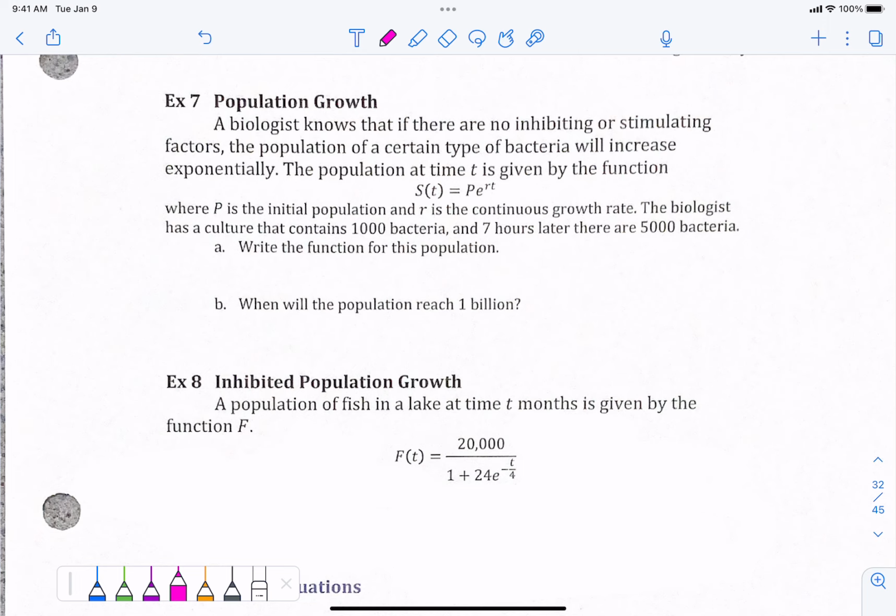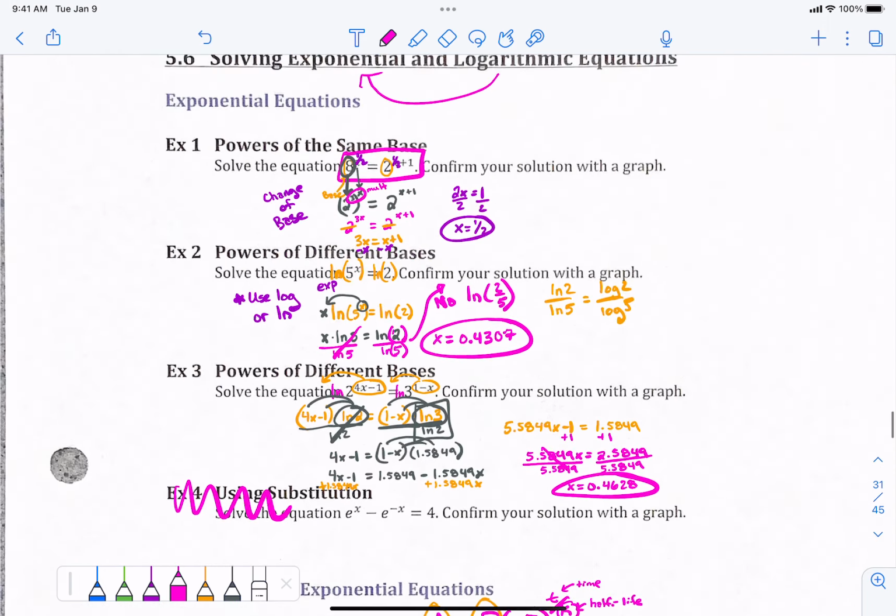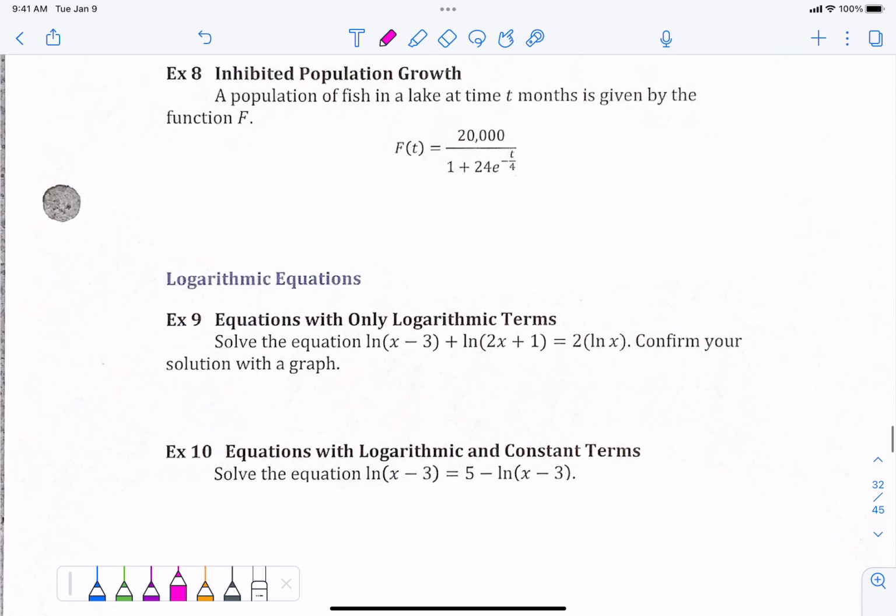Erica and Chase. This is the second half, so the back side of the notes for section 5-6. We have 4 problems left. 2 of them are story problems, and then 2 of them are like algebra kind of problems, okay?